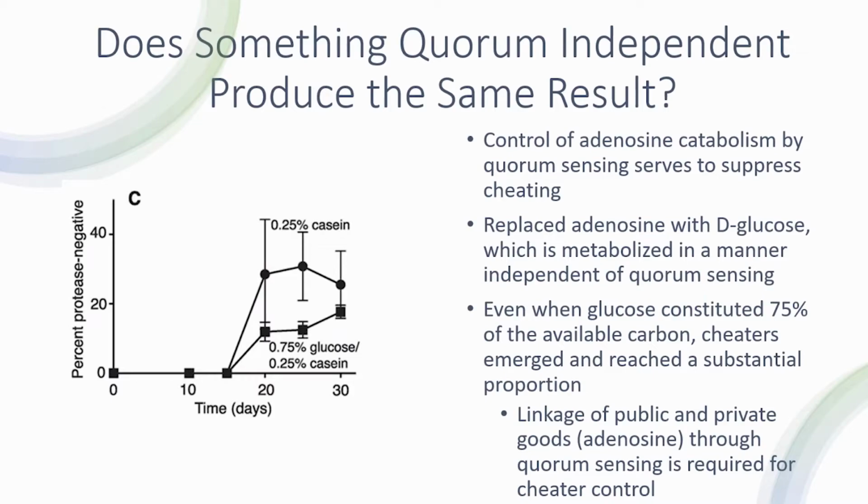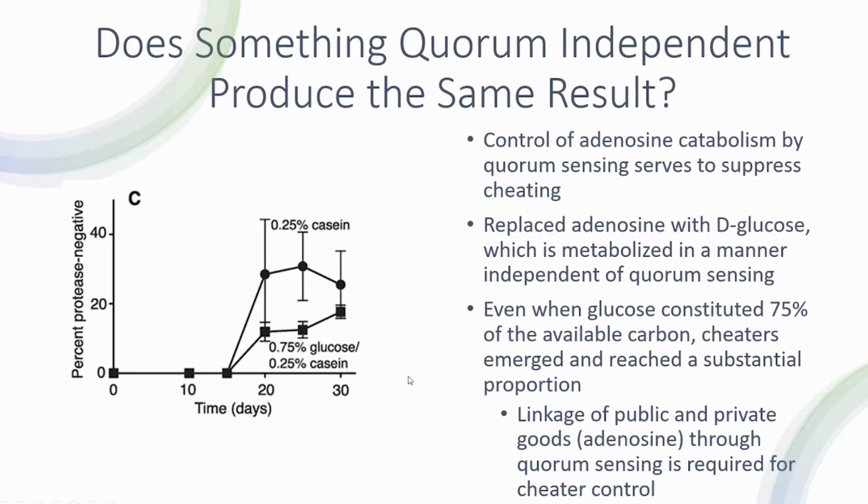So we've explored things that are quorum sensing dependent, but let's see if something that is independent of quorum sensing produces any result, actually. It doesn't even have to be the same. Researchers in this publication explored that by replacing adenosine with D-glucose, which is metabolized independent of quorum sensing. It doesn't happen whether there's a large population or not. It just happens no matter what. It always will be metabolizing D-glucose.